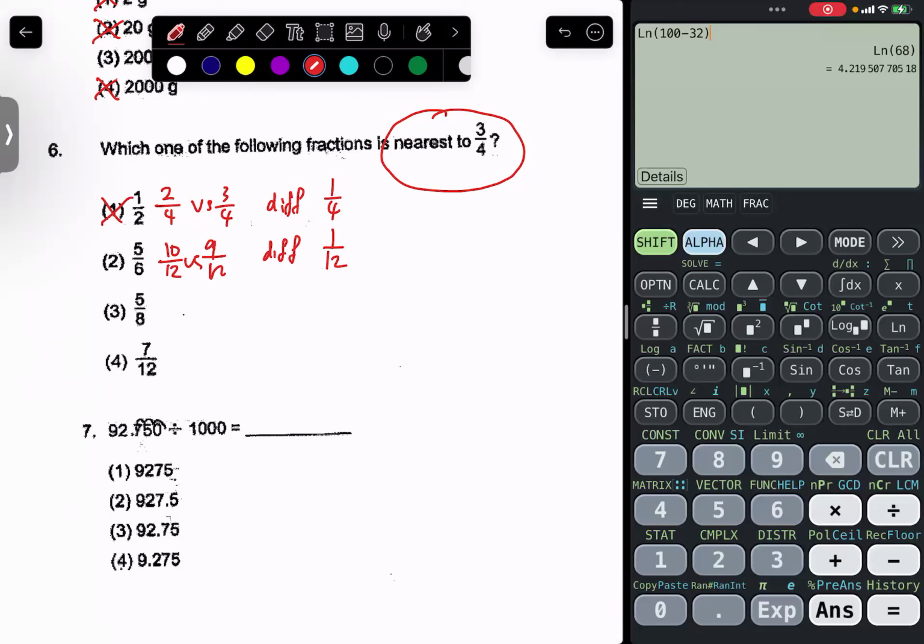So 6 out of 8 versus 5 out of 8, the difference is 1 out of 8. So that can also be cancelled off. Okay, so this one times 3 is 9 out of 12, and the difference is 2 out of 12, which can also be cancelled off. So the answer will be 2.